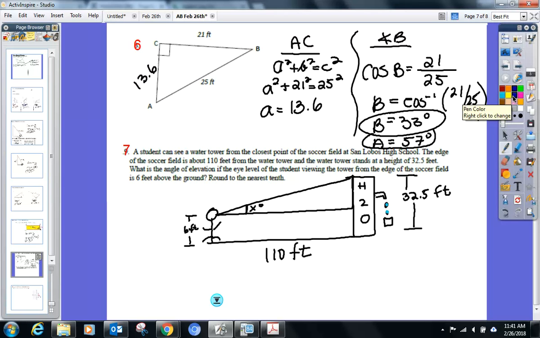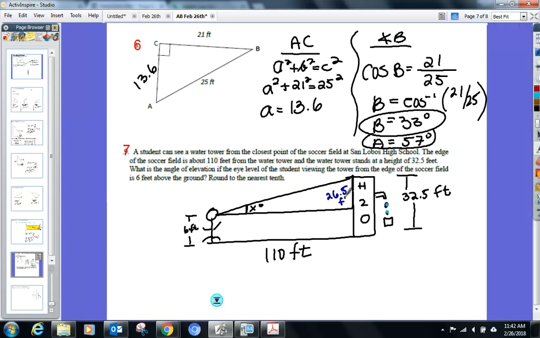26.5. Everyone all right with that part there? The height of the tower minus the height of the person. And then there should be one other piece I know, and that'll be 110 right here, okay? Nice.